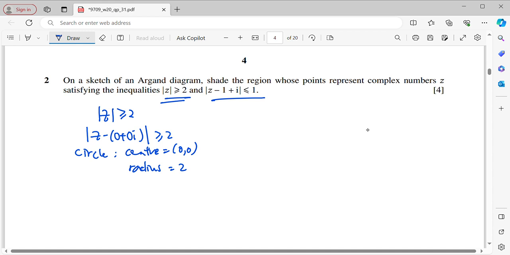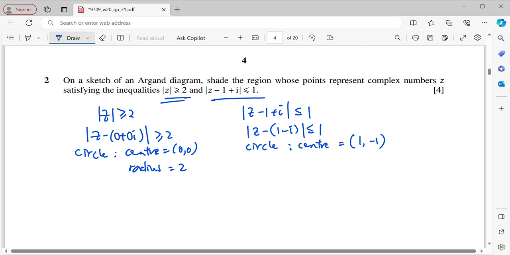Right, for the other one, modulus z minus 1 plus i less than or equal to 1. Again, I will change to general form by factorizing the negative from the second and third terms inside the modulus sign. That means you will get 1 minus i. Then this is another circle with center 1, negative 1 because of the minus i there. So minus i is the same as minus 1i. Then again, the radius is going to be 1.